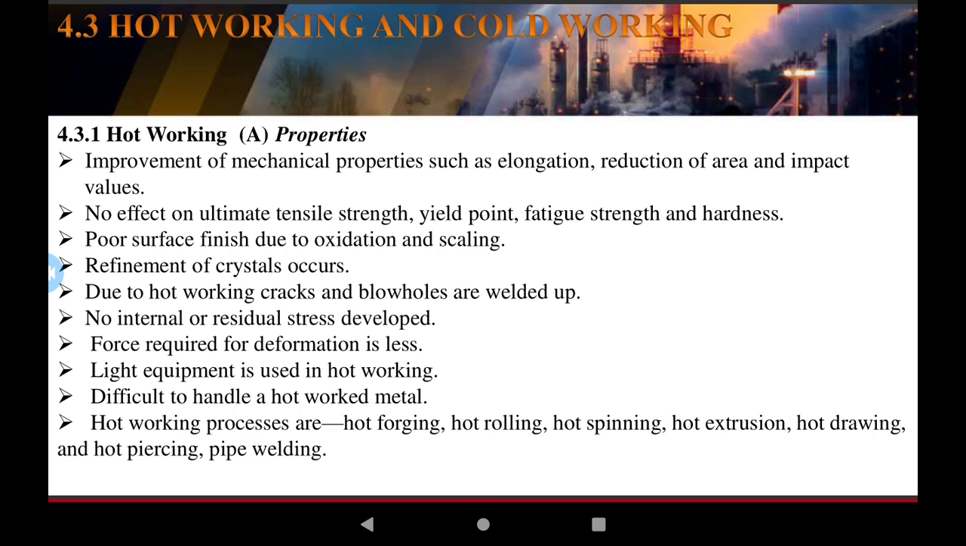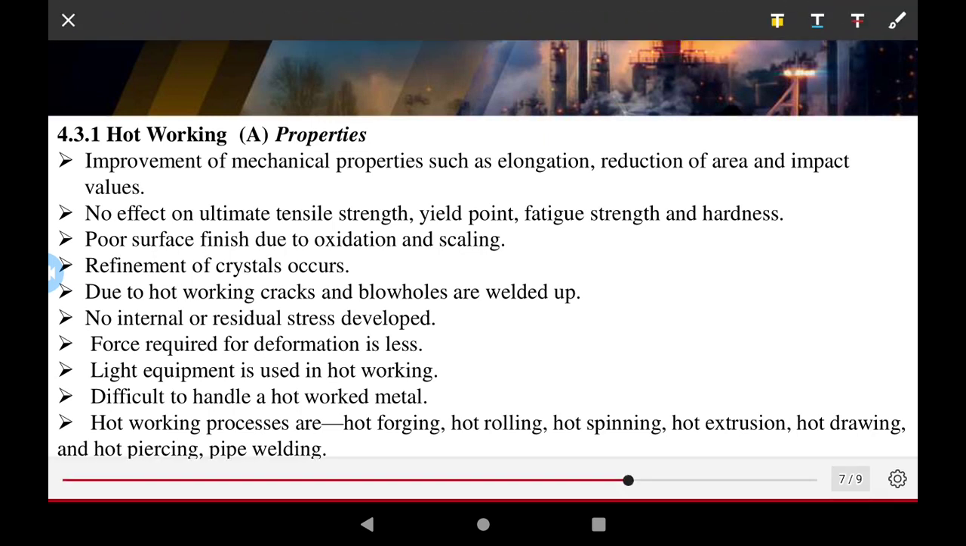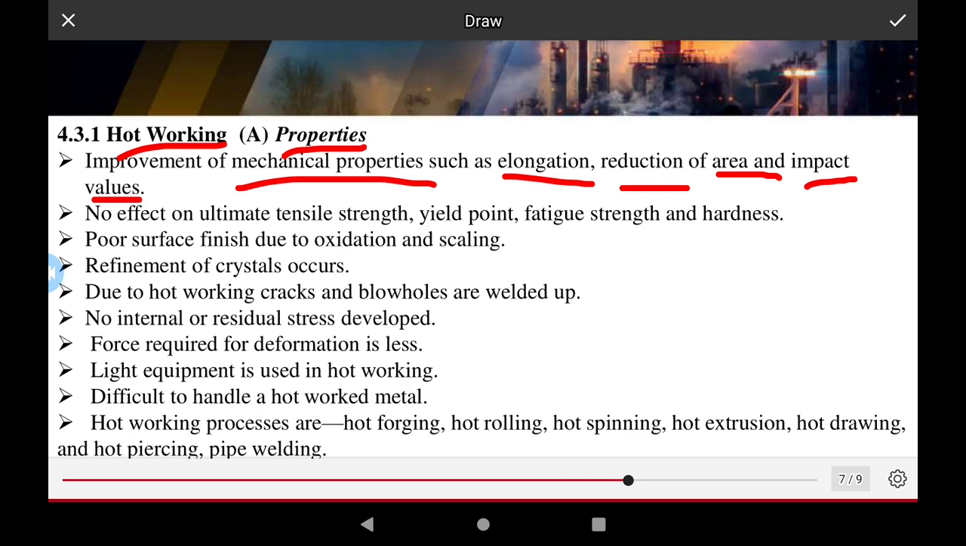Hot working and its properties. Hot working improves mechanical properties such as elongation, reduction in area, and impact values. There is no effect on ultimate tensile strength, yield point, fatigue strength, and hardness. Poor surface finish results due to oxidation and scaling.